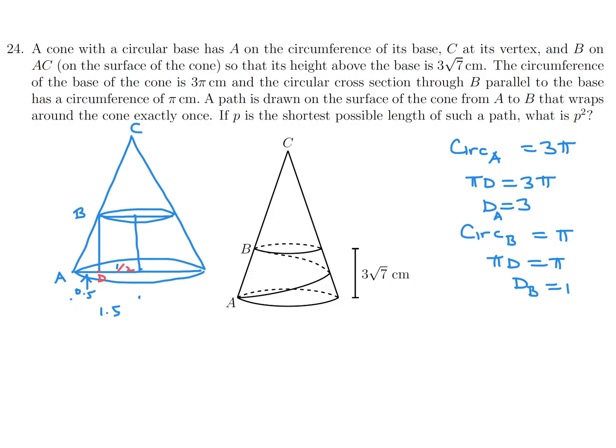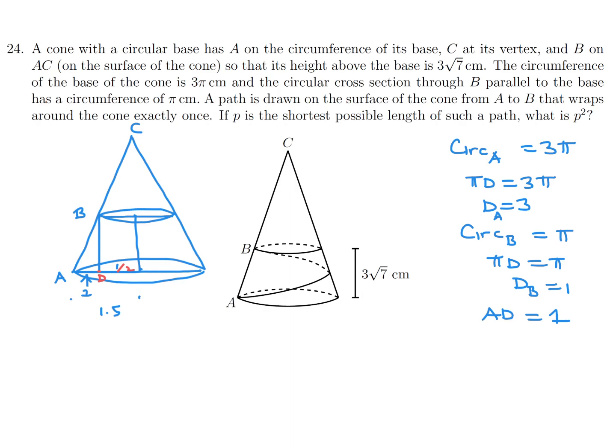The diameter of B is 1, so this is actually a half. So therefore that is not, it's 1 actually. Yeah, that is equal to 1. So that means that A to D is 1.